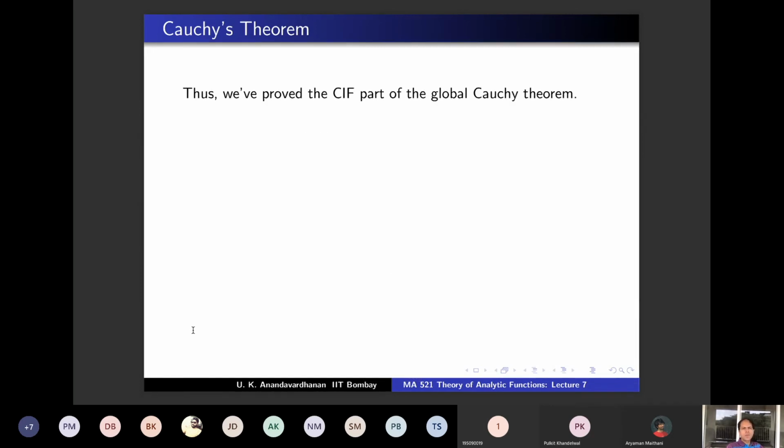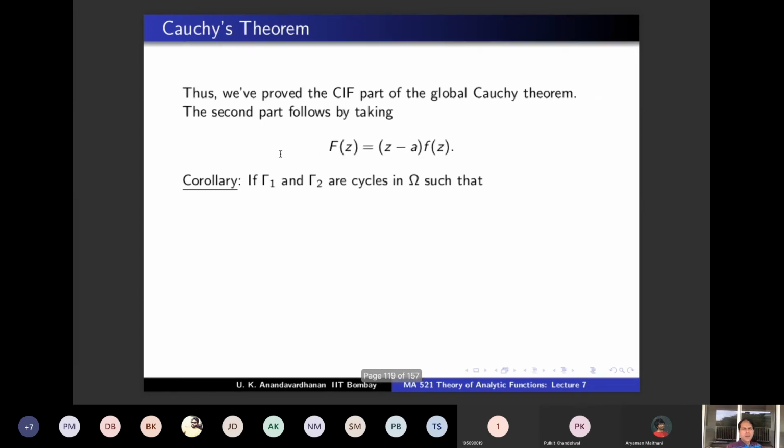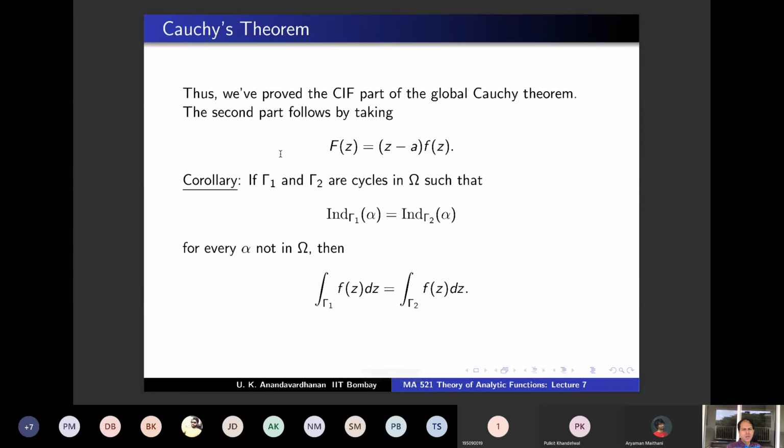Before that, I forgot some corollaries. The CIF part of the global Cauchy theorem is what we proved, and the second part follows by taking capital F to be (z minus a) times f(z). This is also holomorphic, and if you apply the Cauchy integral formula to capital F, it follows that the integral of f(z) is 0. That's obvious. Another corollary is that if gamma 1 and gamma 2 are cycles in omega such that the index of alpha with respect to gamma 1 equals the index of alpha with respect to gamma 2 for every alpha not in omega, then the integral of f over gamma 1 equals the integral of f over gamma 2.